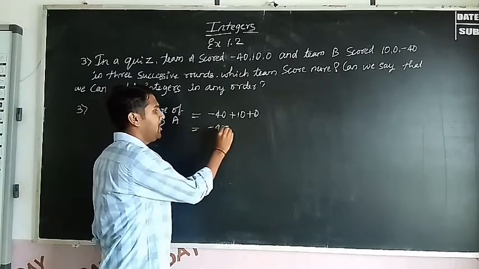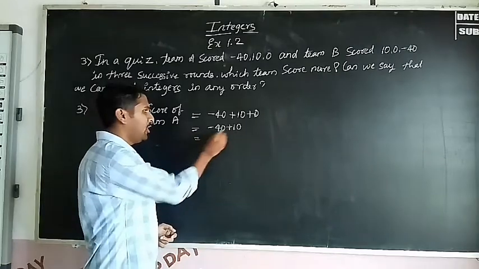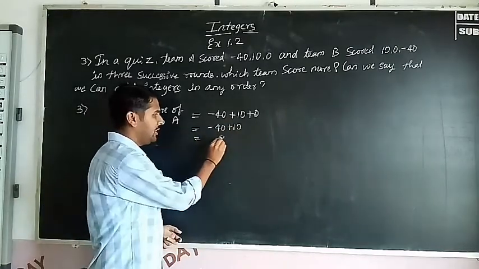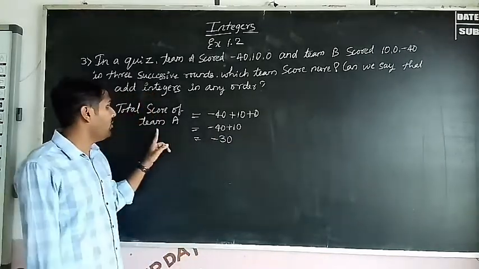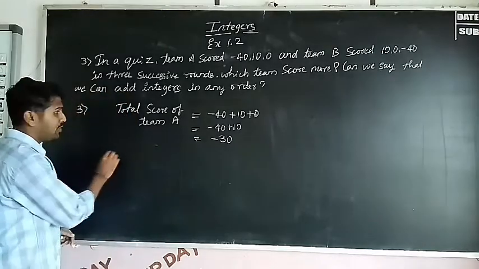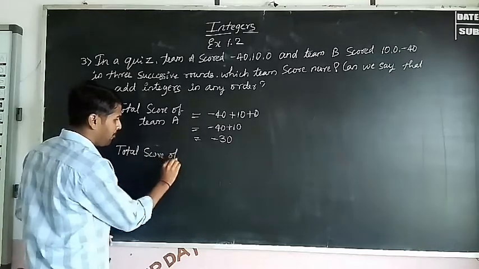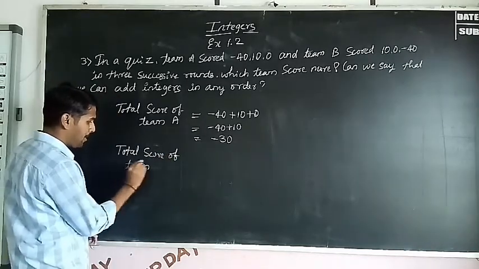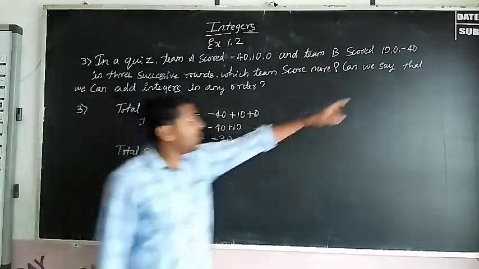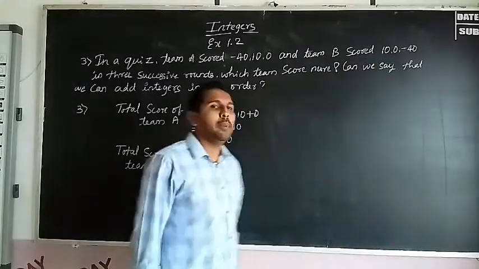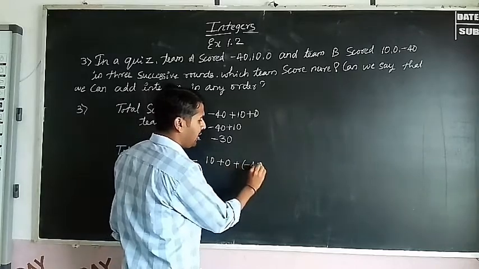Okay. So now solve this one. Minus 40 plus 10. Numbers are having different signs. So first subtract, 40 minus 10, 30. Bigger number's sign, minus 30. So this is the total score of team A. So now check the total score for team B. What is the total score? 10 plus 0 plus minus 40.